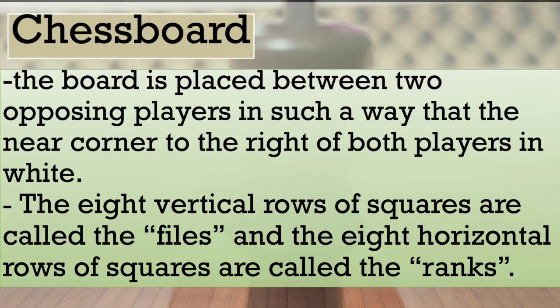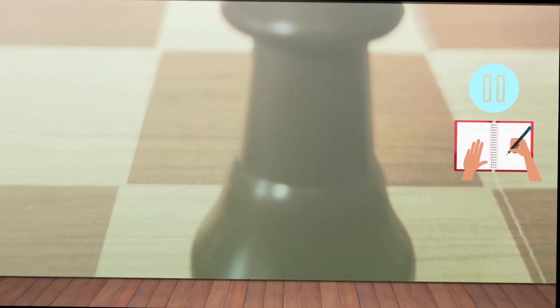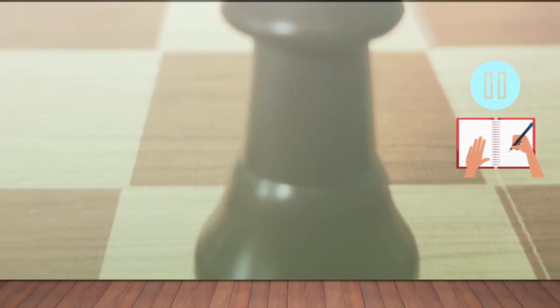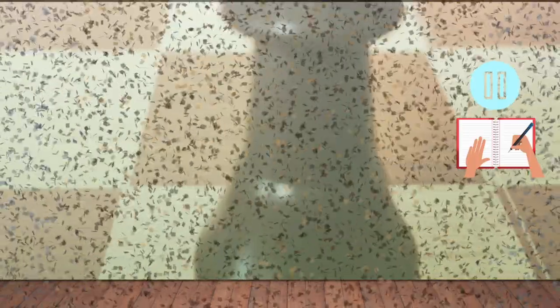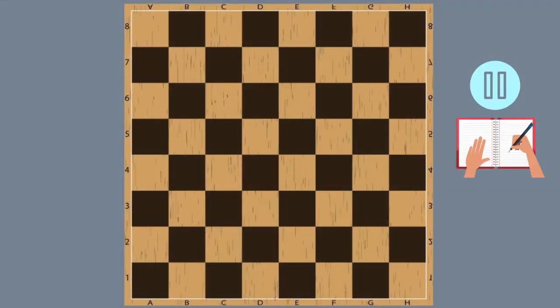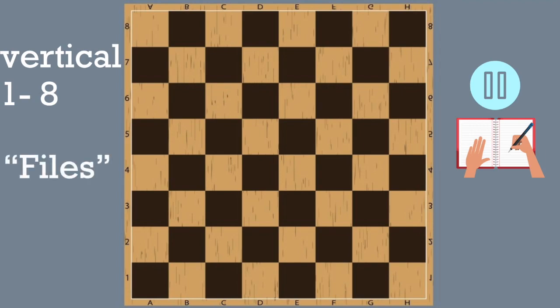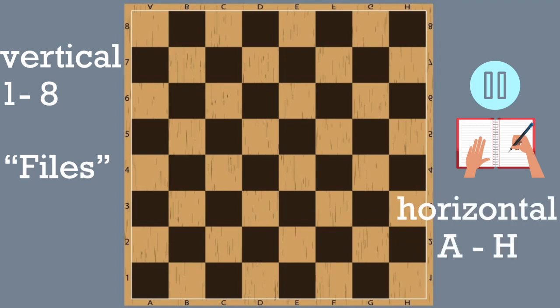Now you can pause and answer this question. In the chessboard, the vertical numbers 1, 2, 3, 4, 5, 6, 7, 8, what do you call that one? The correct answer to that is files. You can check your work if you got it right.